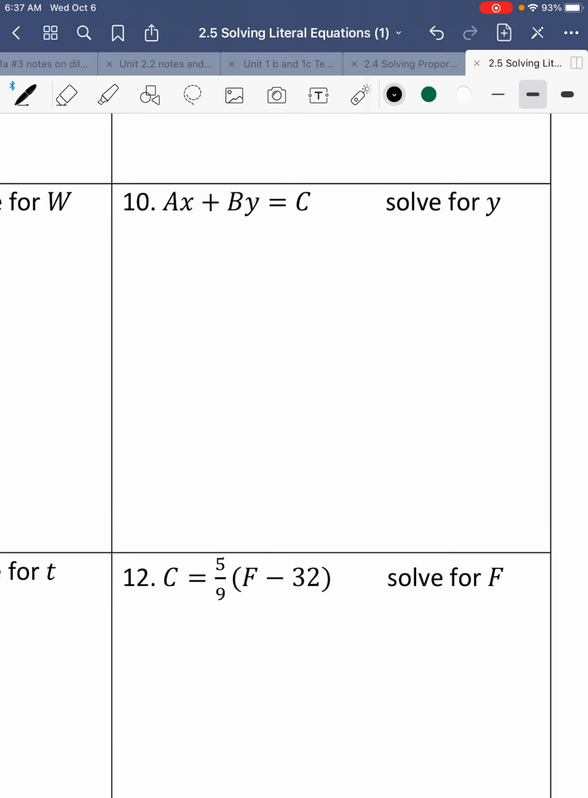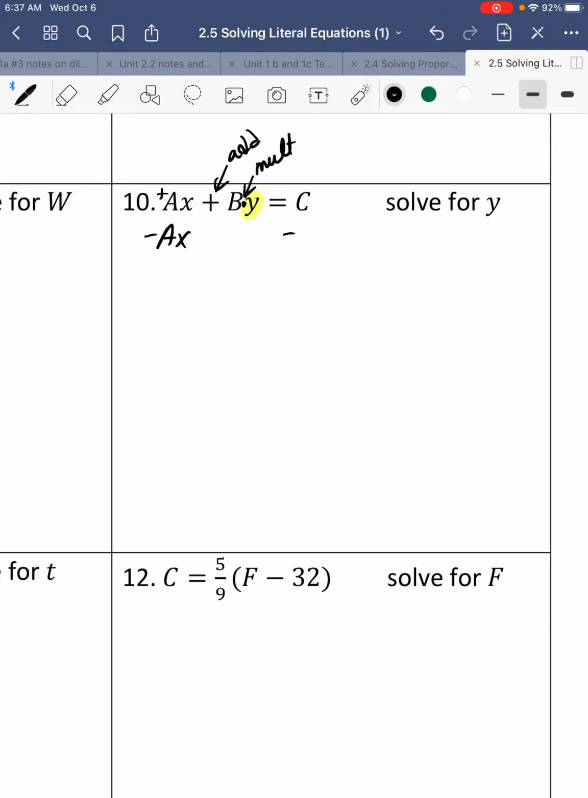Solve for y. In the next one, let's check out where the y is. Here it is. We have multiplication attached to the y first, and then we have addition. We're adding that other term, ax. So let's do the opposite of that. We would subtract ax.